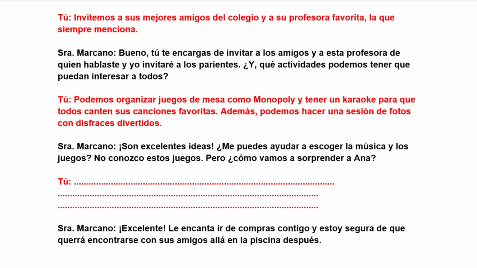Okay, which means great. She loves going shopping with you, and I'm sure that she will want to meet up with her friends there at the pool afterwards. Okay, so with that in mind, we have an idea of the kind of response that we have to give here. But also we need to look at the cue because we need to know what information the cue wants us to include. Remember, your responses are not random. They must be guided by the cues. Please remember that, guys. Okay, so let's look at the cues.